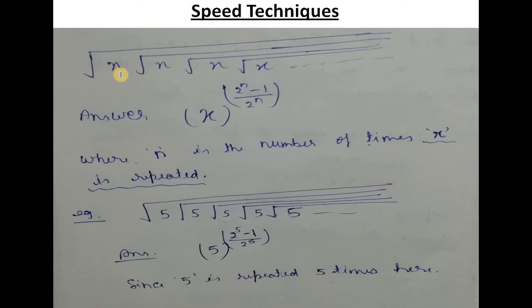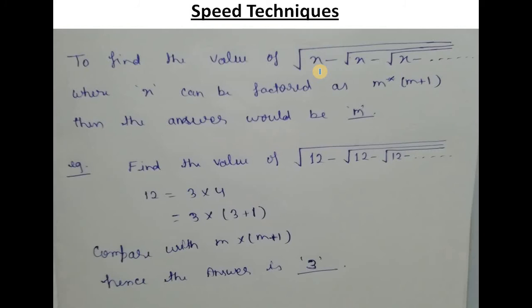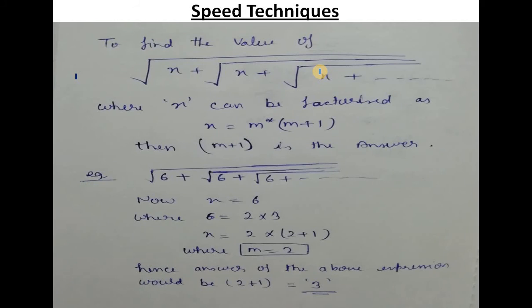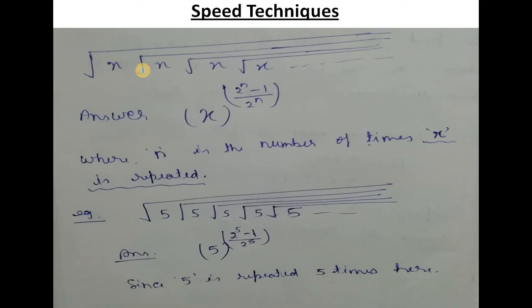Here what is happening, this is a product. Earlier it was either addition or subtraction. Now you can see here it is a product. So root x, inside that again under root x, then again under root x, and this is going to infinity. The answer of this expression would be x to the power (2 to the power n minus 1) divided by 2 to the power n. Now what is n here? n is the number of times x is repeated.